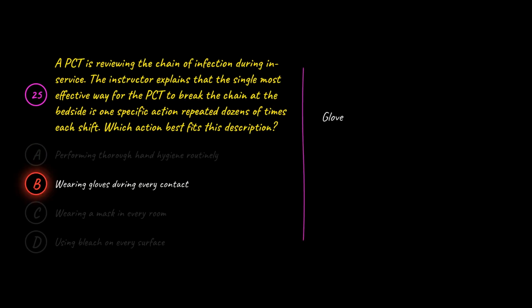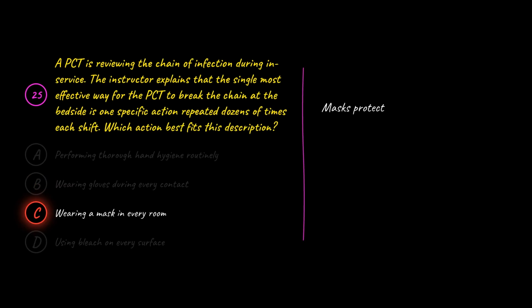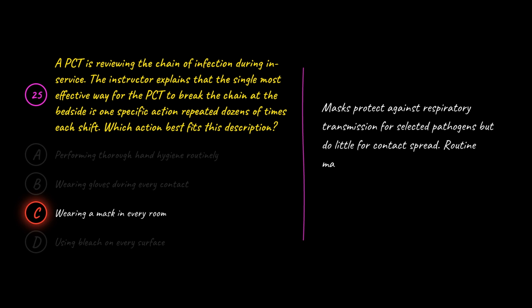B is wrong because gloves help with specific tasks but do not replace hand hygiene. Microbes still transfer when gloves are removed if hands are not cleaned, so glove use without hand hygiene leaves the chain intact. C is wrong because masks protect against respiratory transmission for selected pathogens but do little for contact spread. Routine masking on every patient does not match the broad protective effect of consistent hand hygiene at every encounter.